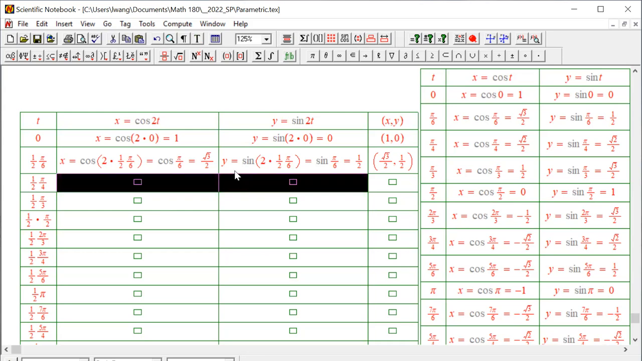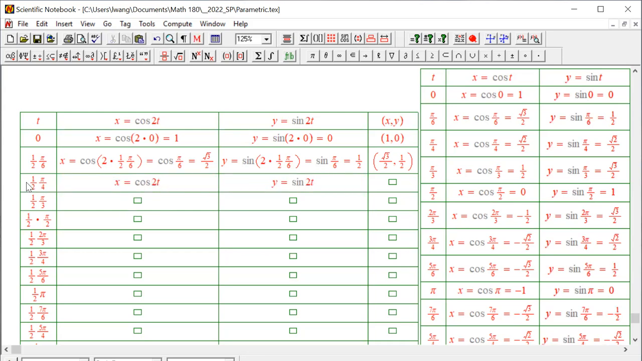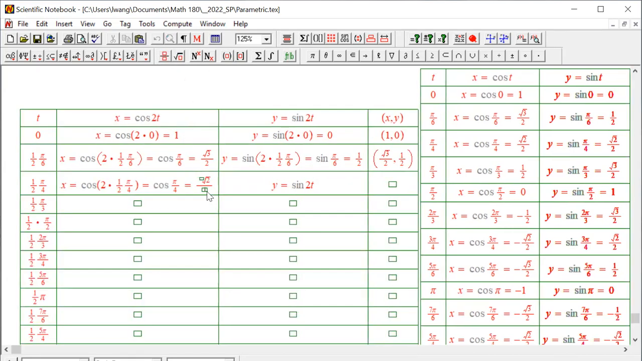Now with half of pi over 4, I'm going to put this amount of time in the parametric function, and this is going to equal cosine pi over 4, and that's going to be equal to root 2 over 2. And for this other one, that's going to be sine of pi over 4.